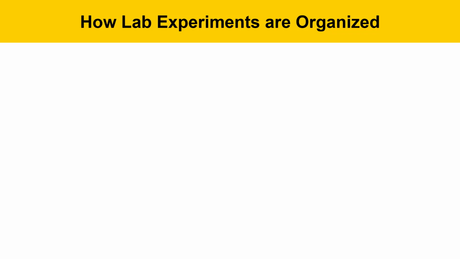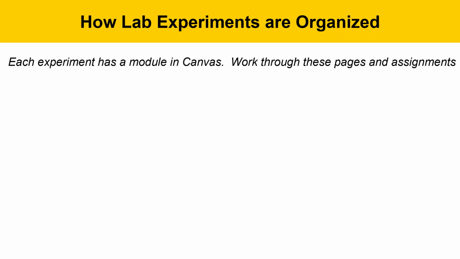This video is going to talk about how lab experiments are going to be organized in the course. Each experiment is going to have its own module in Canvas. This is going to contain all the materials you need to work through the experiment. So work through the pages that are included in these modules and the assignments to complete the work.